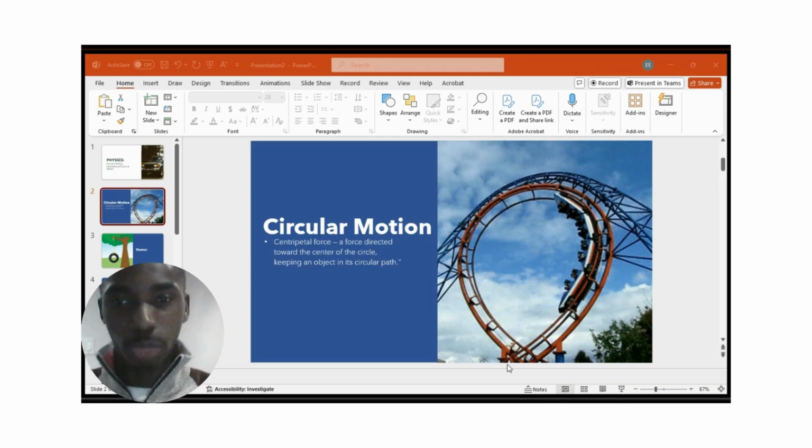Now, the speed of the roller coaster car is very crucial because the car must be fast enough to generate sufficient centripetal force to overcome the pull of gravity, especially at the top of the loop.